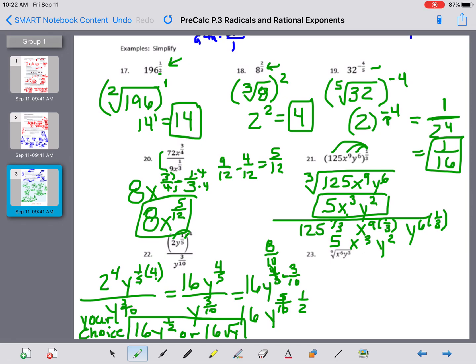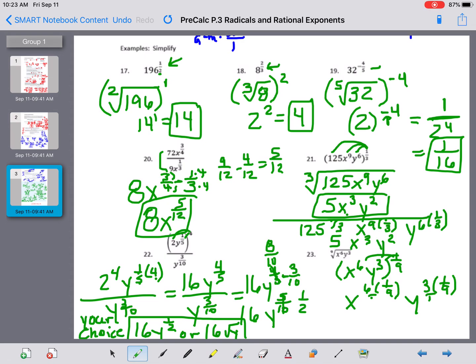Okay, this next one, the 9th root of x to the 6th y to the 3rd. How many groups of 9 x's are there? There's not. How many groups of 9 y's are there? There's not. You would say I'm all done. But let's write this a different way. How about if I write it x to the 6th, y to the 3rd, to the 1/9 power, okay? Or the 9th root, right? Now, if I distribute this through, I get x to the 6th to the 1/9 and y to the 3rd to the 1/9.